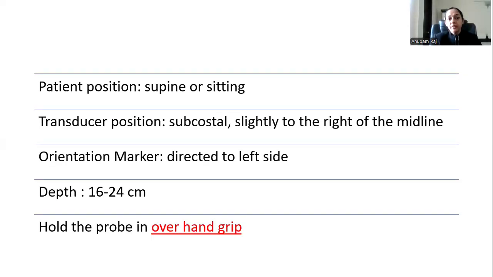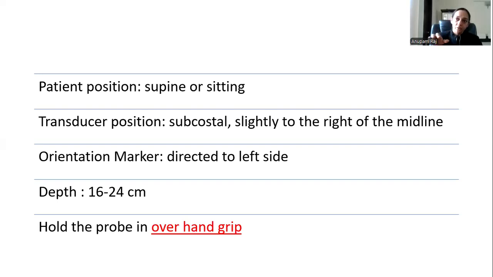Patient position is usually either supine or sitting. The transducer is positioned subcostally and slightly to the right of the midline. The orientation marker is usually directed towards the left side. Depth is set at 16 to 24 centimeters. Hold the probe in an overhand grip.